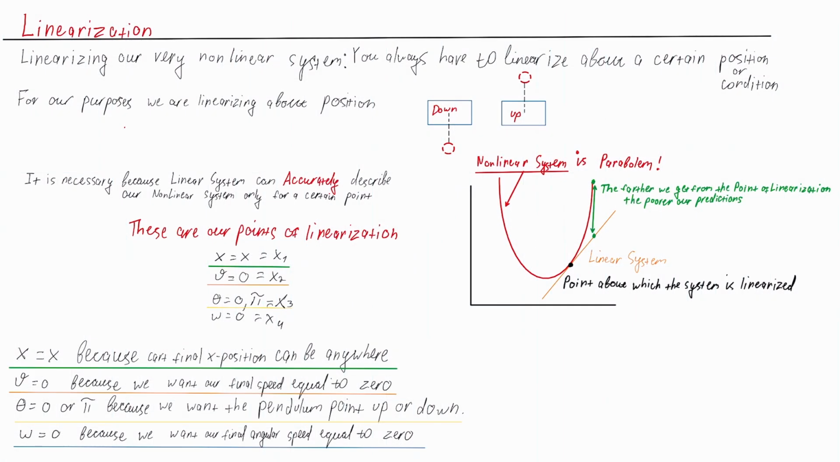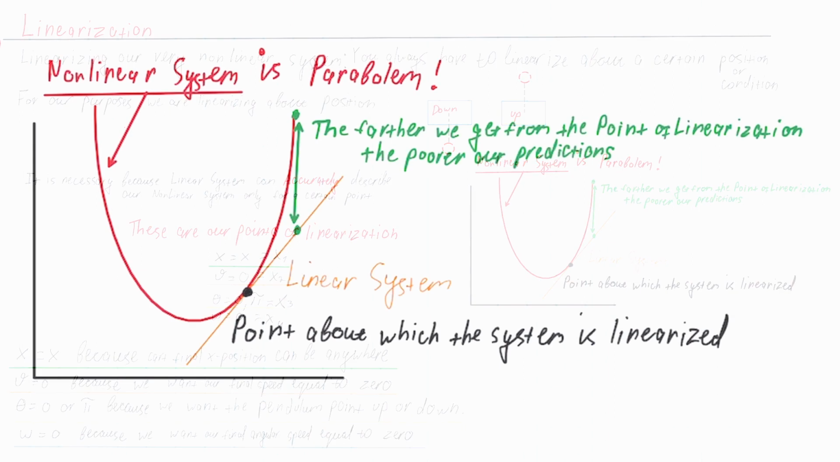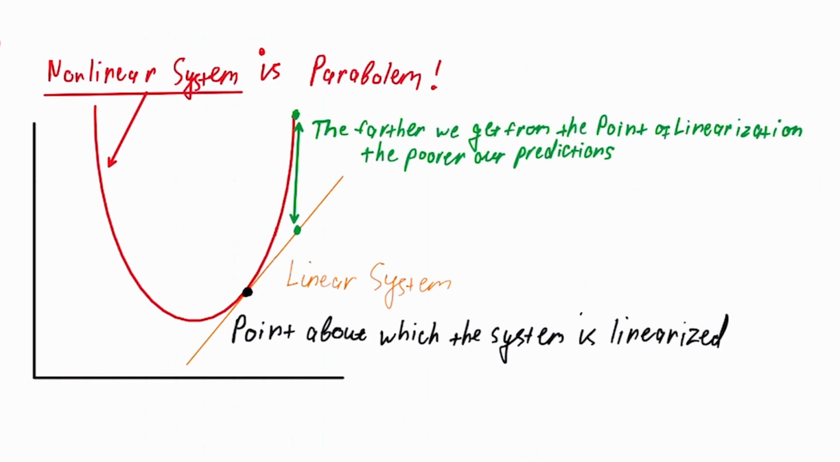Generally, linearization is performed about a certain point. Let's take a quick look at a parabola to understand why we need to linearize about a certain point. The parabola in red represents our nonlinear system. The goal of a linearized system, the line in orange, is to approximate the behavior of the actual nonlinear system. As you can see, if we are close to the point of linearization in black, the line is pretty close to the parabola. However, the farther we move away from the black point, the estimation becomes less and less accurate.